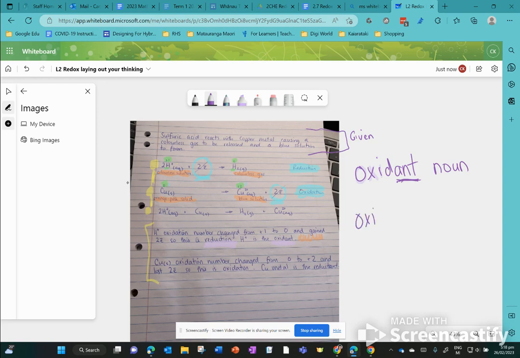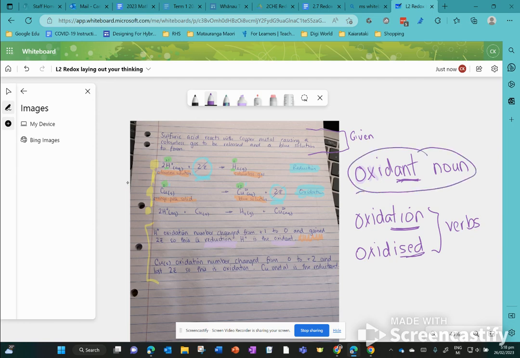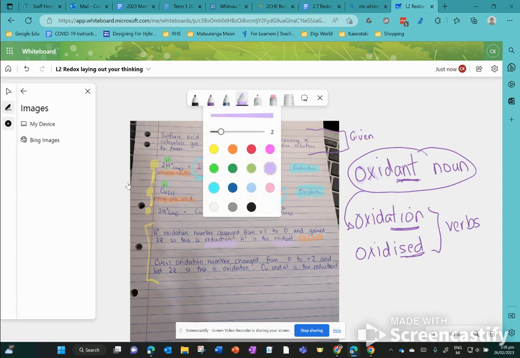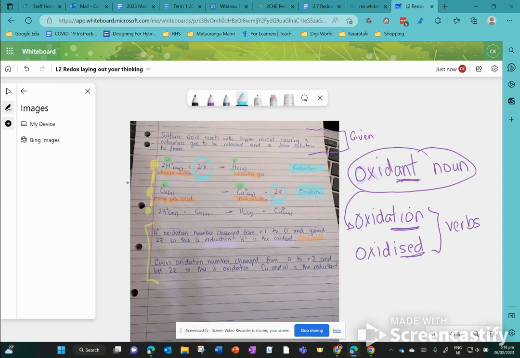If it's oxidation, and it has this suffix, or oxidized, and it has this suffix, they are both verbs, which is an action, which means that they have undergone oxidation, and action has happened to that substance. But this is the substance that causes this. Okay, so I like to keep these words up here. It helps me keep it straight in my mind.